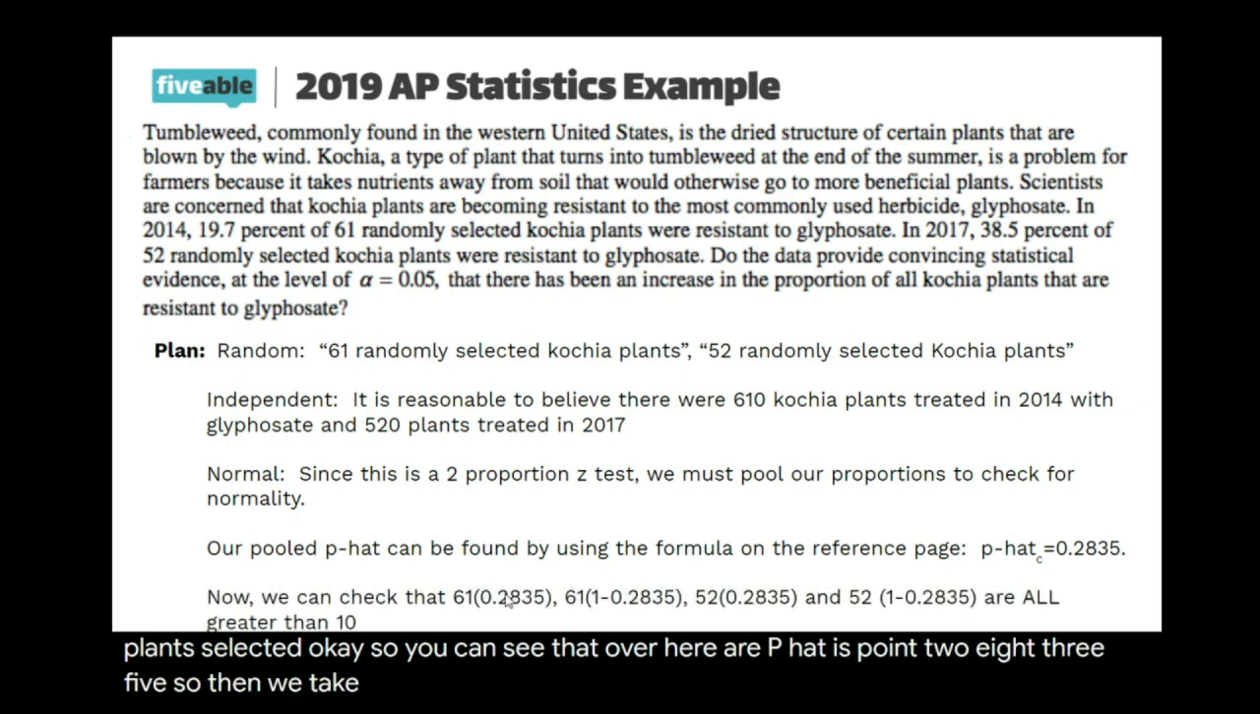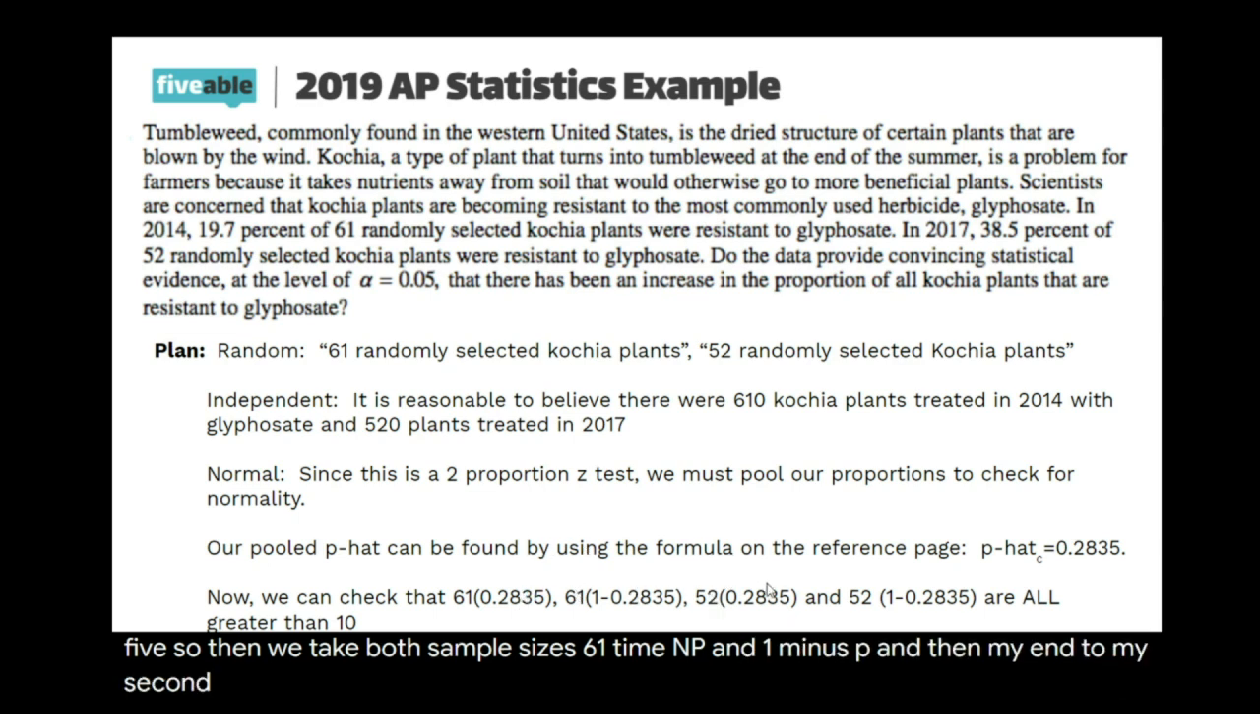So then we take both sample sizes, 61 times p-hat, n1 times 1 minus p-hat, and then my n2, my second sample, times p-hat, and then times the complement. All of those are greater than 10, so large counts is met.